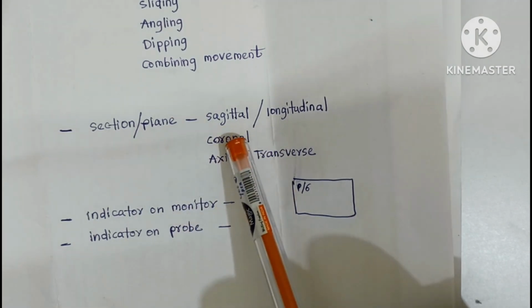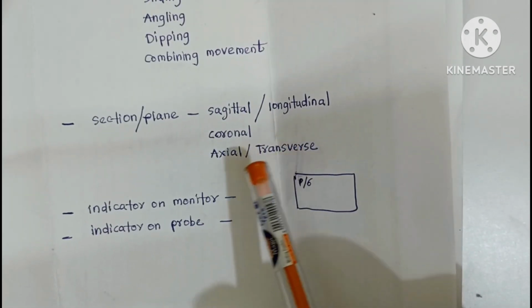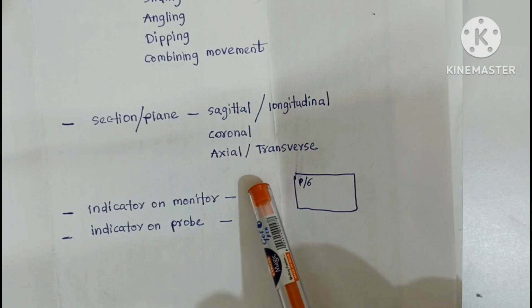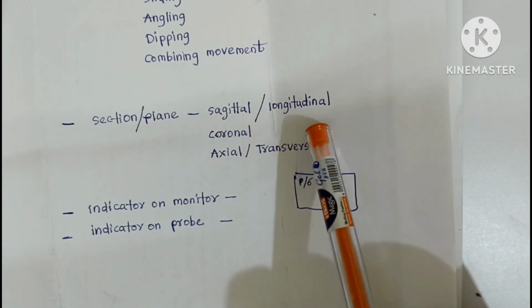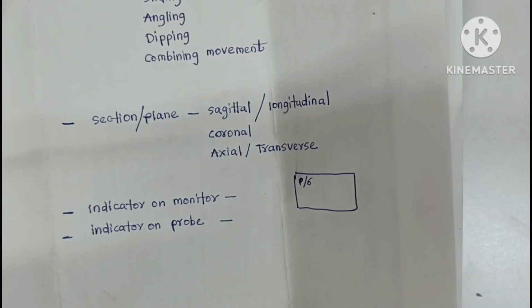There are three types: sagittal section, otherwise called a longitudinal section, coronal section, and axial section. Axial section is otherwise called a transverse section. What is the meaning of sagittal section and longitudinal section? That means we are cutting the organ or body longitudinally. The ultrasound beam divides the fetus into right and left half. Remember, sagittal or longitudinal section means the ultrasound beam divides the organ or body into two halves, that is, right half and left half.